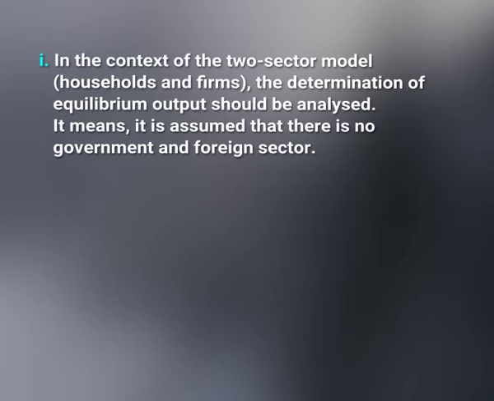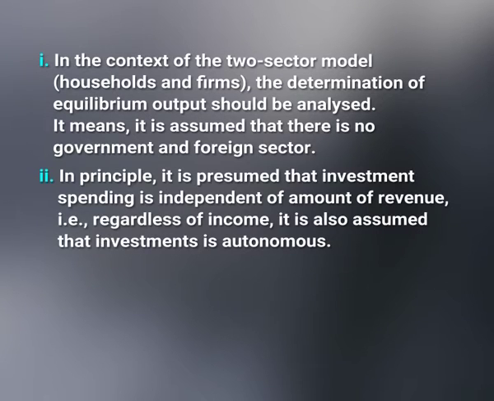Assumptions. It would be necessary to state all the various assumptions used in the determination of equilibrium production, but for now let us assume the following. Number 1, in the context of the two sector model, households and firms, the determination of equilibrium output should be analyzed. It means it is assumed that there is no government and foreign sector. 2, in principle, it is presumed that investment spending is independent of the amount of revenue, that is, regardless of income.